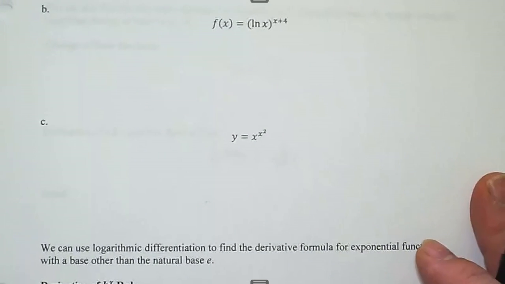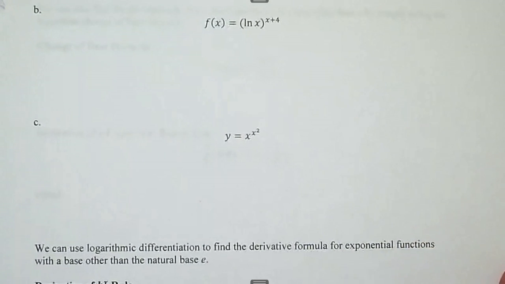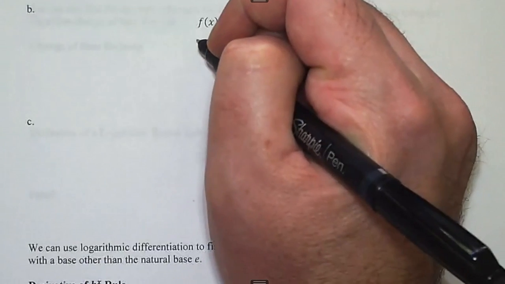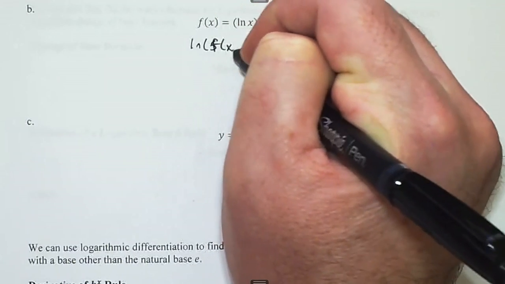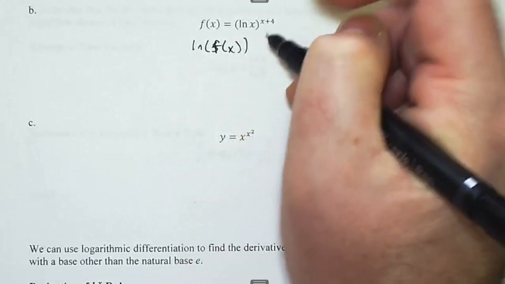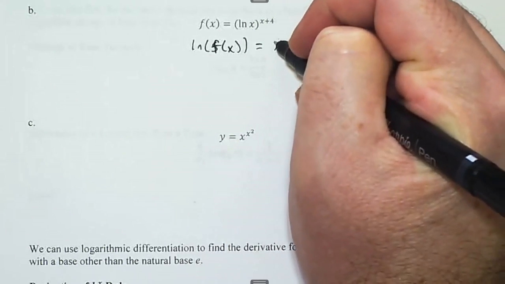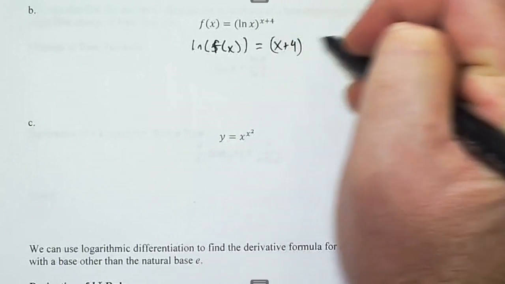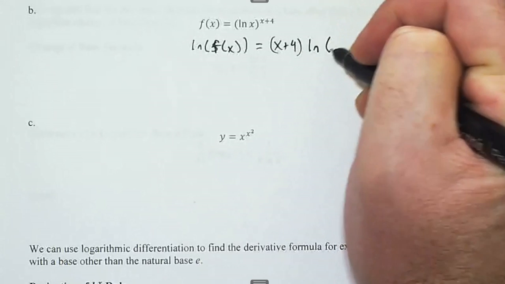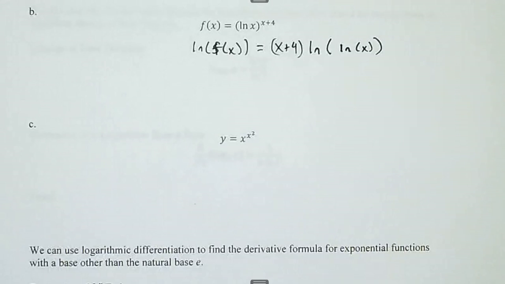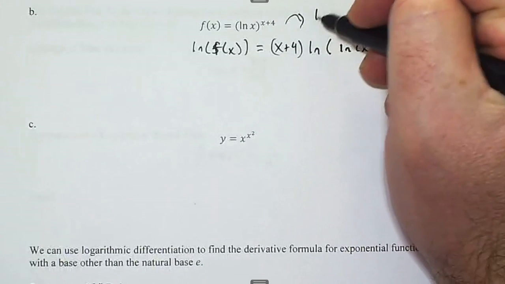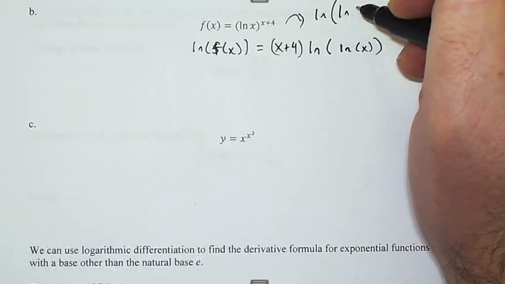All right, let's try the next one. Okay, I've got the natural log of x raised to a power of x plus 4. So we'll use the logarithm to get the exponent down. So the natural log of f of x is equal to, the natural log is going to bring that down for me. And so I end up with the natural log. Let me make sure you see this. It's because I did this. The natural log of this entire side.